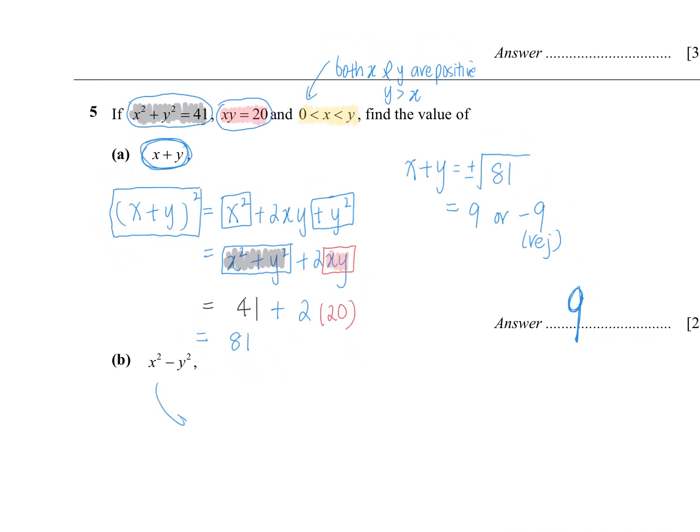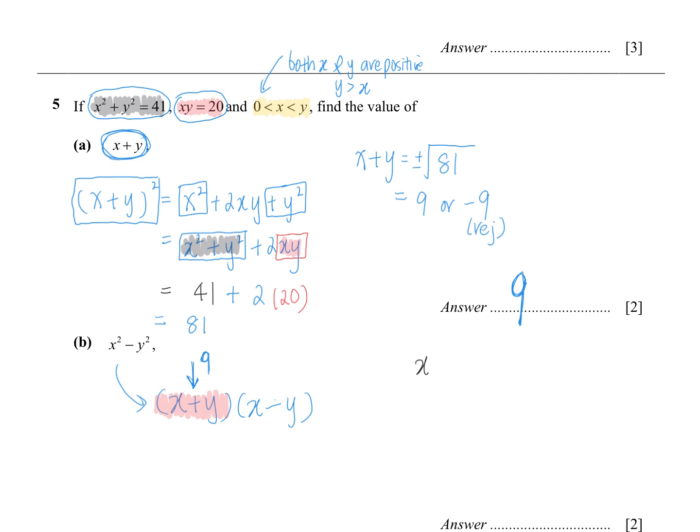Okay, next one is x plus y times x minus y. I know my x plus y is 9. I already know this is 9, but I don't know what my x minus y is, so I need to find it first. Okay, some of you use trial and error. You anyhow guess the x and y, then realize, oh, it's correct, then you just sub in, right? But you need to prove it. So for this case, let's use this.